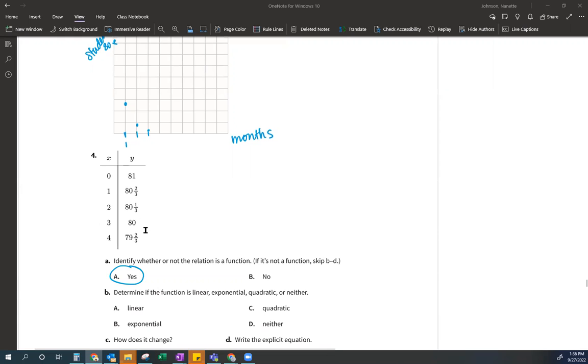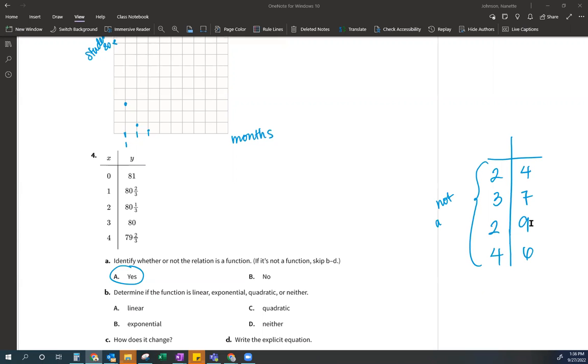Now, if my table looked something like this: 2, 4, 3, 7, 2, 9, 4, 6. So this does not represent a function because look, 2 has a birthday on the 4th and on the 9th. What? No, this does not represent a function. Not a function because 2 has 2 different outputs. Does that make sense?